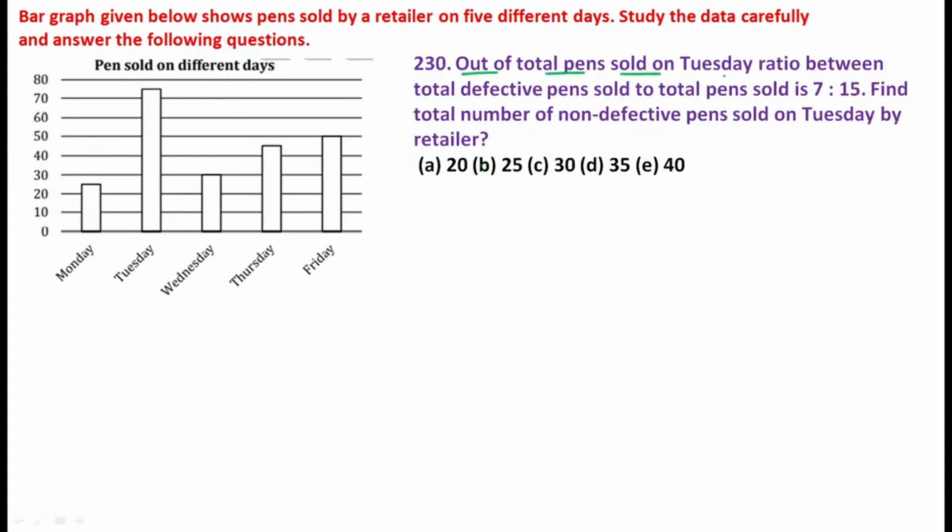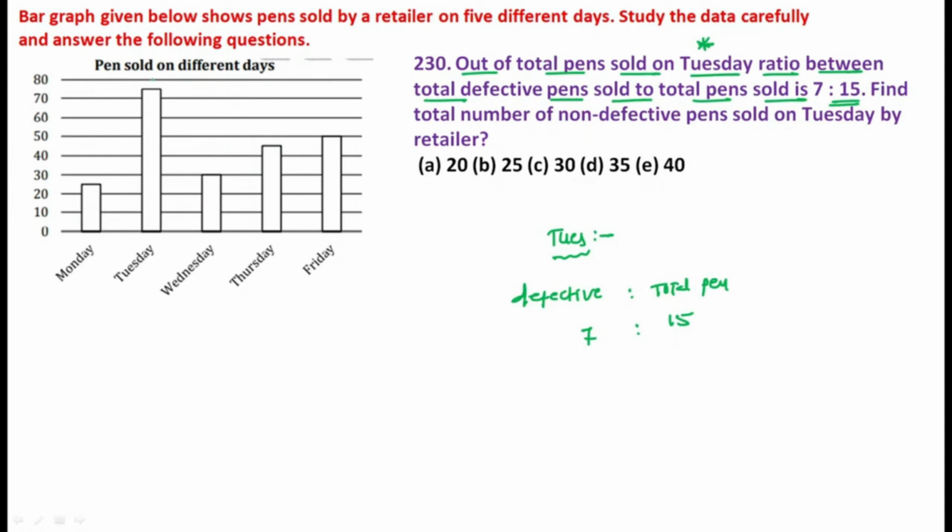Out of total pens sold on Tuesday, the ratio between the total defective pens to the total pens sold is 7:15. Now the data is related to Tuesday. So for Tuesday, they gave us a ratio of defective pens to the total pens. It means if the number of pens is 15, defective pens are 7 only. Now out of 15, 7 is defective, which means the non-defective value is exactly equal to 8. Now you can compare that.